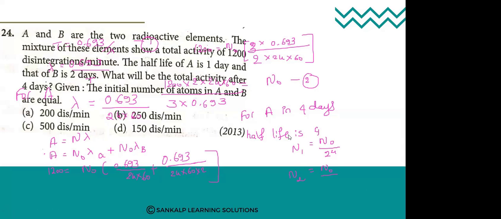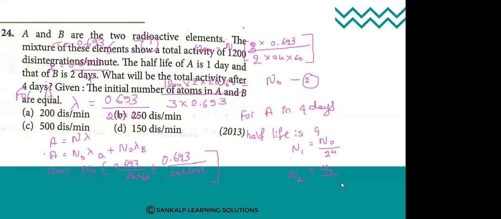So the half-life of A particle is given as N1 is equal to N naught upon 2 raised to 4. So 2 raised to 4 means, first simplify the N naught value. How much will you get? You need to check that one.